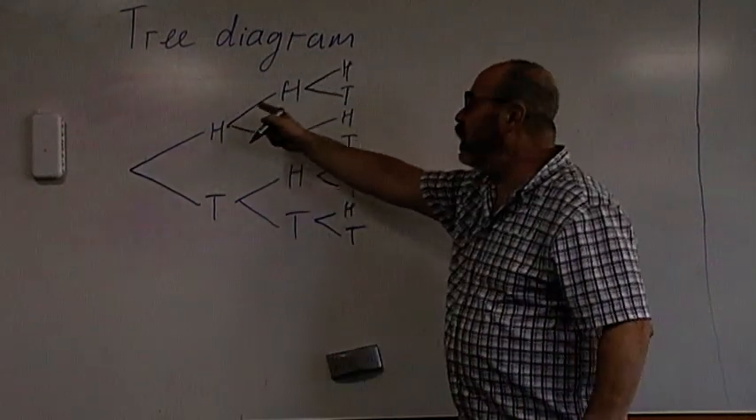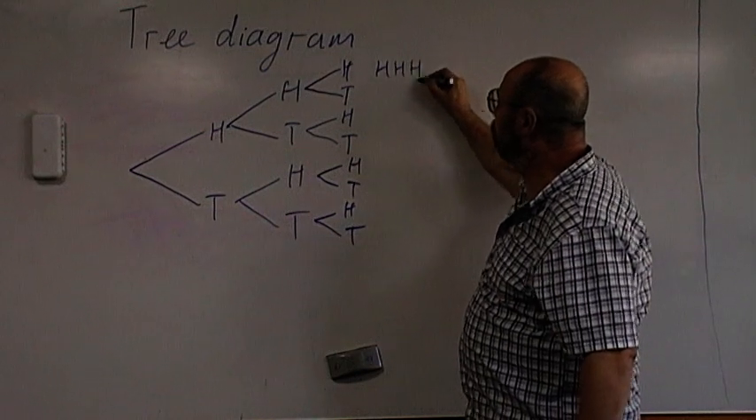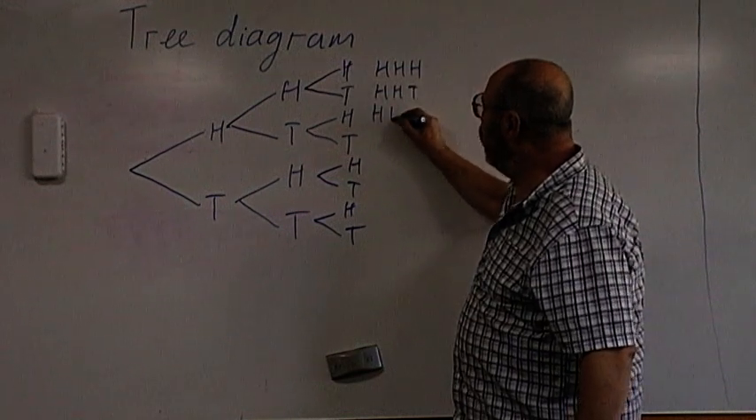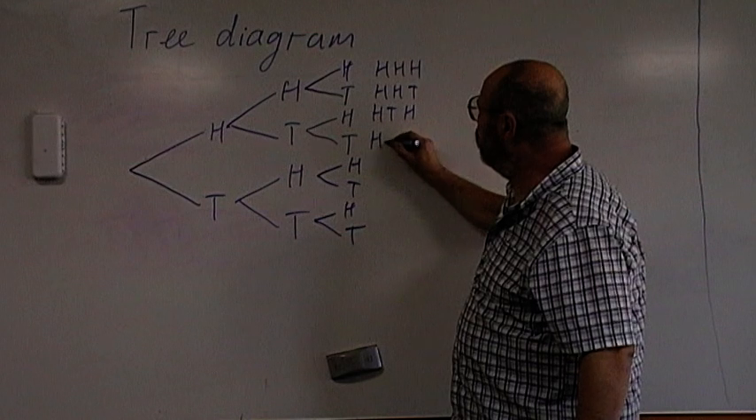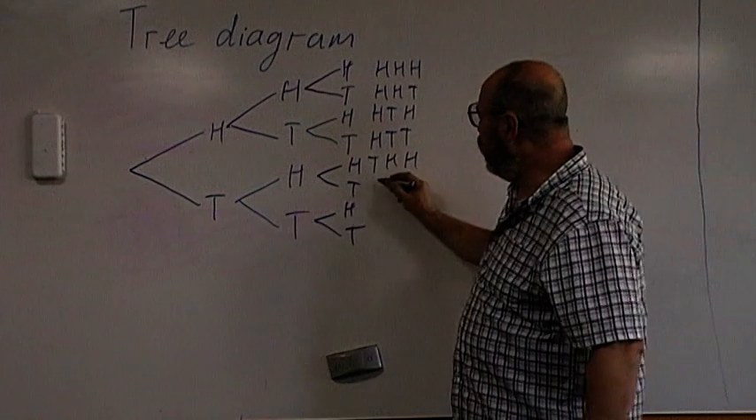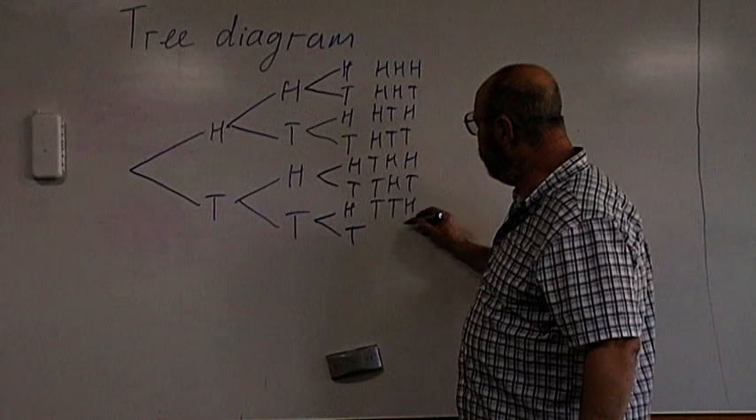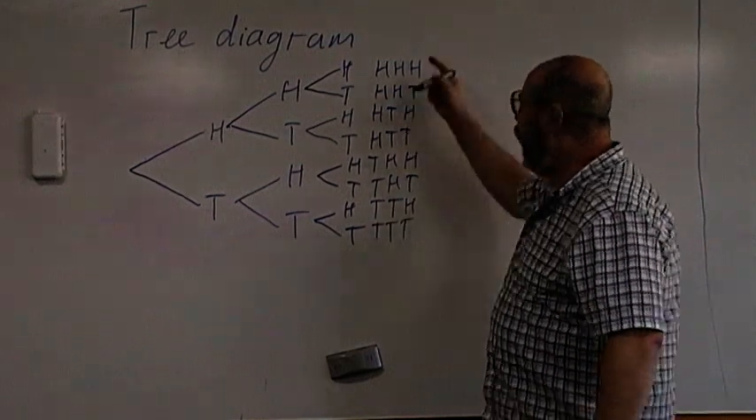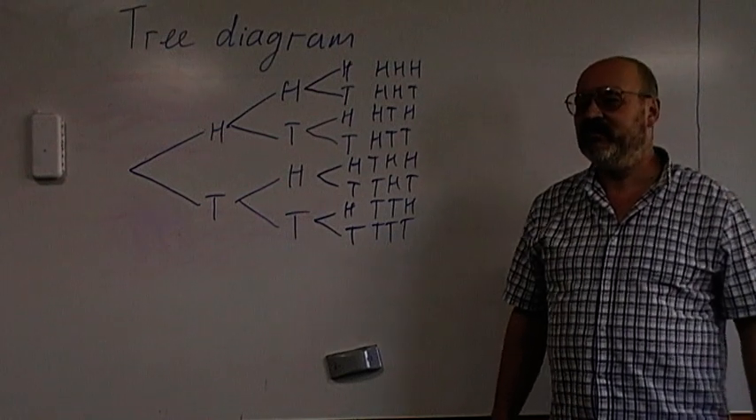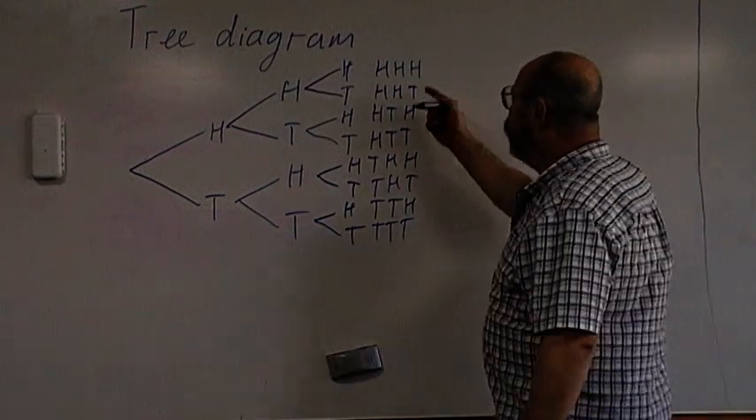So what is the total outcome here? Three heads: head, head, head. Here we have head, head, tail. Head, tail, head. Head, tail, tail. Tail, head, head. Tail, head, tail. Tail, tail, head. Tail, tail, tail. How many outcomes do we have? 8. Just count. 1, 2, 3, 4, 5, 6, 7, 8.